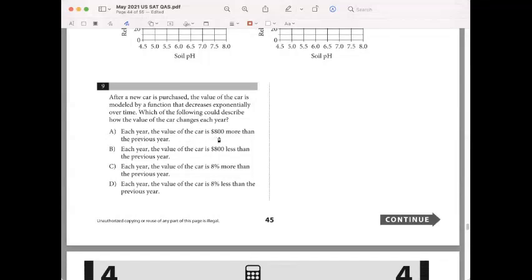Option A, each year the value of the car is 800 more than the previous year. So this is a linear increase, right? Because what you have here is a constant value that is increasing every year. Each year the value of the car is 800 less. So this is a linear decrease. Each year the value of the car is 8% more. So this is exponential increase. And each year the value of the car is 8% less. This is exponential decrease.